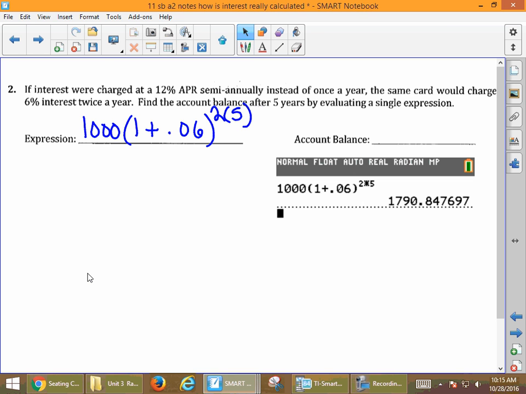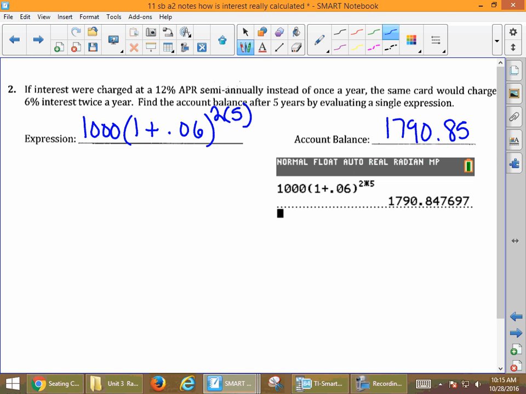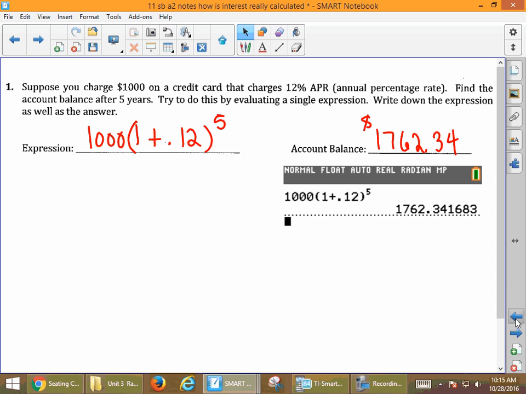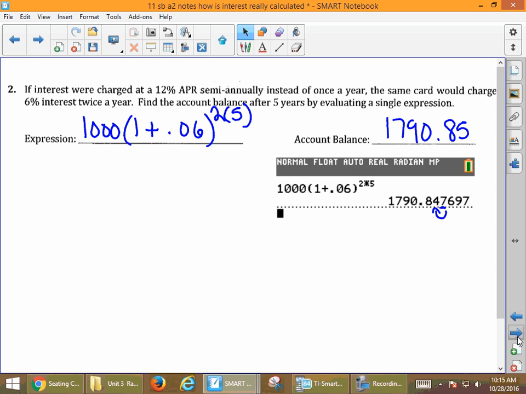So just looking here, $1,790.85. We're rounding to the nearest hundredth because that's how our monetary system works. So we're looking at the 7, which means we're going to round that 4 up. So we calculated once a year, we ended up with $1,762.34. We calculated twice a year, we ended up with $1,790, even more money.